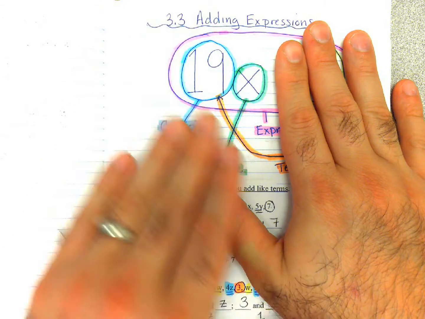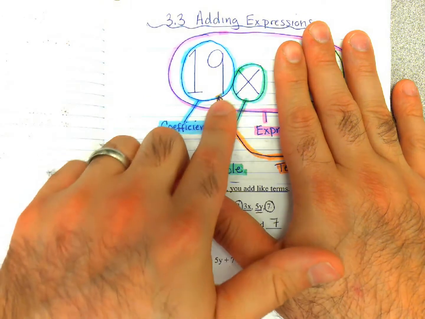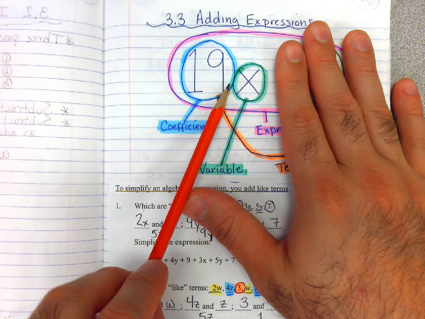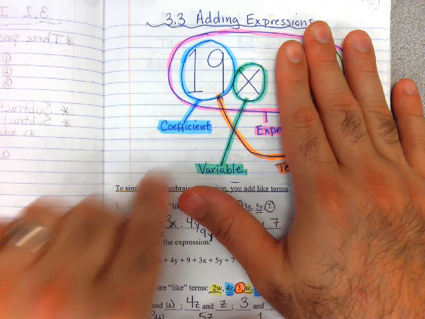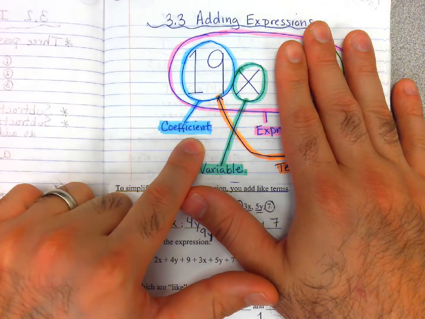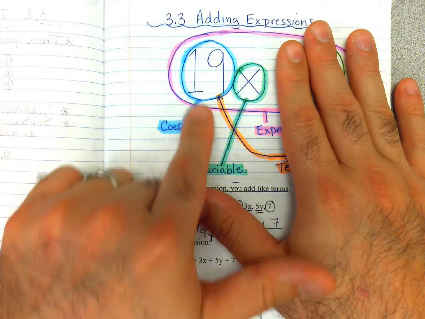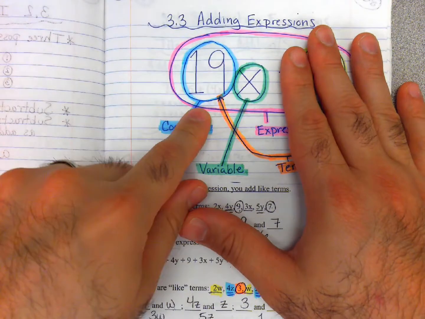When we add a number in front, like 19 times x, and you notice I know it's times because there's nothing between the 19 and x. There's no symbol there, so it's automatically going to be times. We call this our coefficient. The word is coefficient, and that's the number in front of x. And this itself is also an expression.